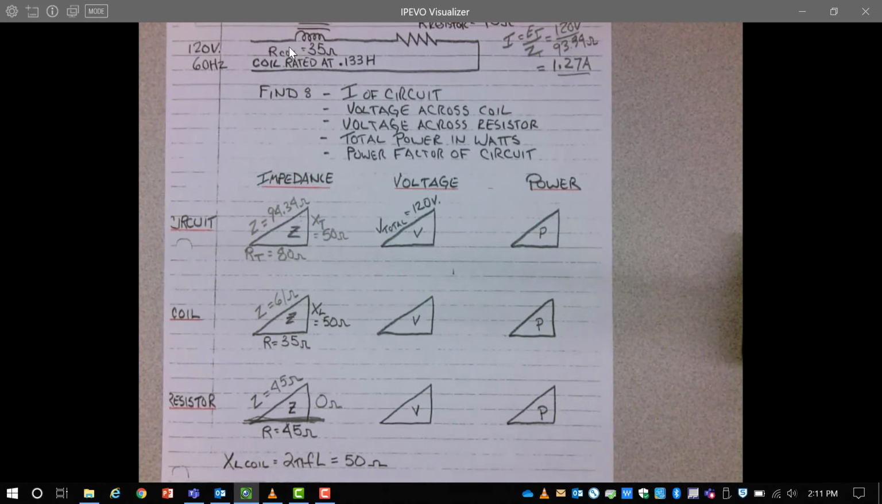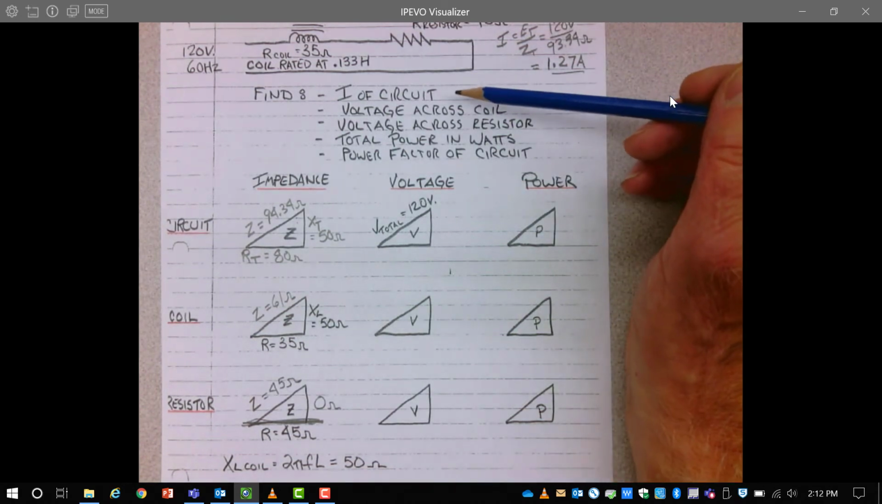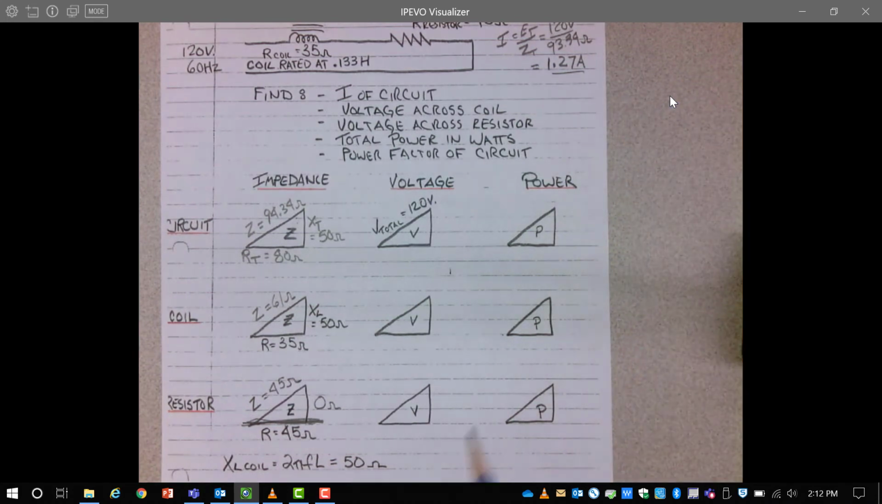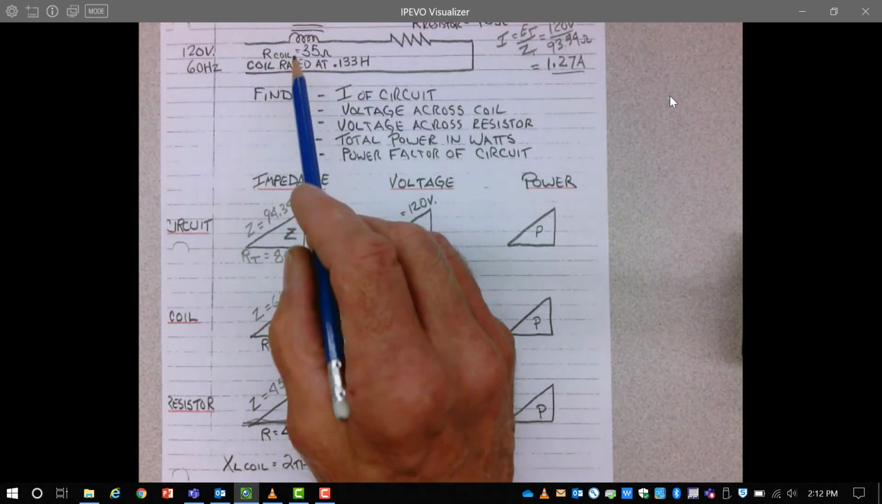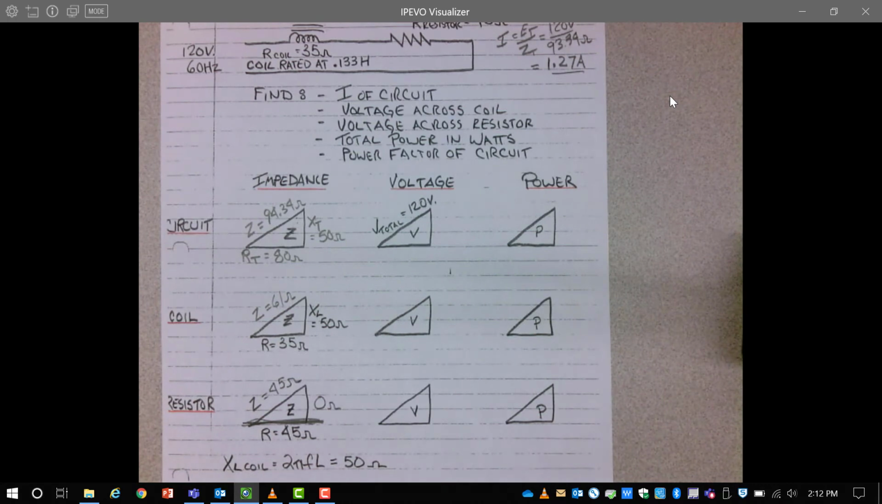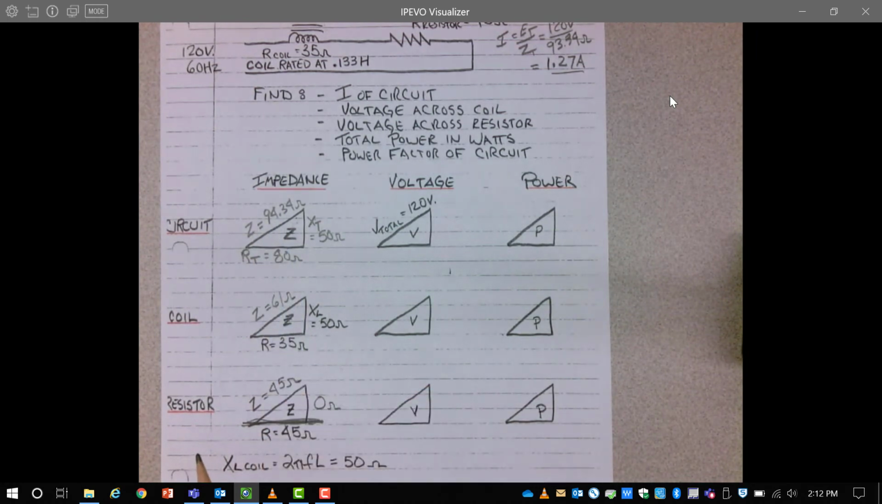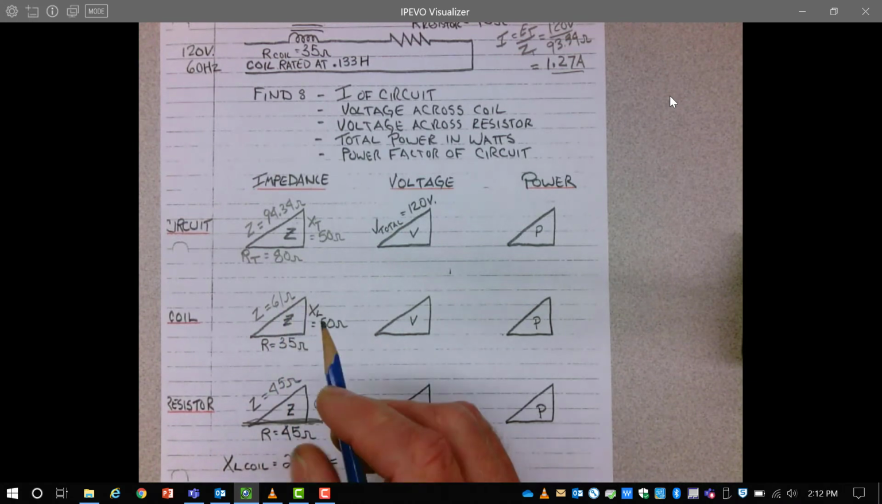Now that we know the current for the circuit, we can work to find the other values we were looking for. We know the current of the circuit now, 1.27 amps. To figure out the voltage across the coil, if we were to take a voltmeter and put it across the coil in our circuit, what would it read for voltage? To find that value, all we need to do is take the impedance of the coil times the current of the circuit.